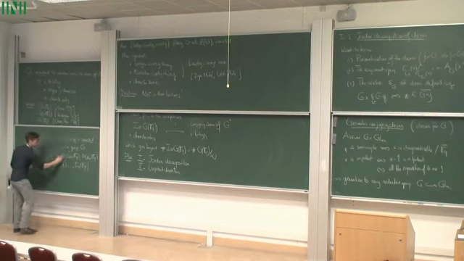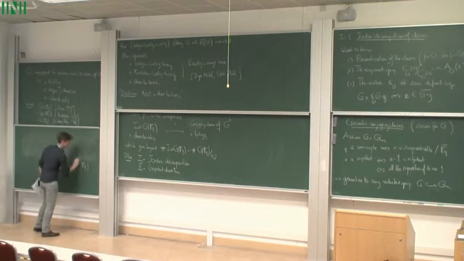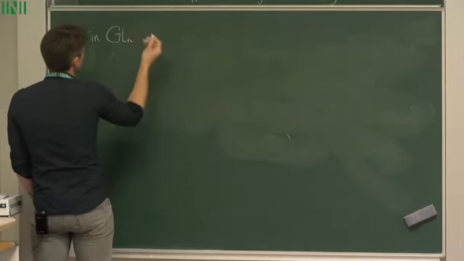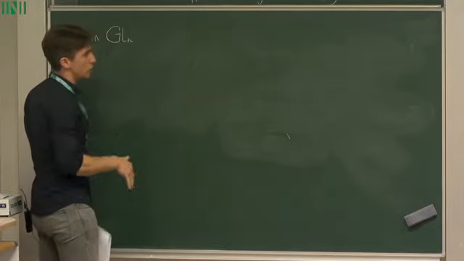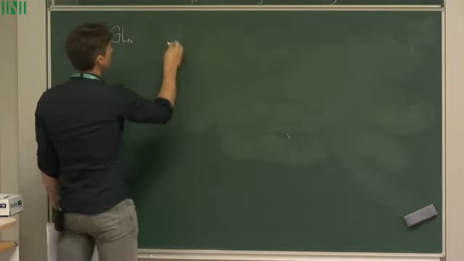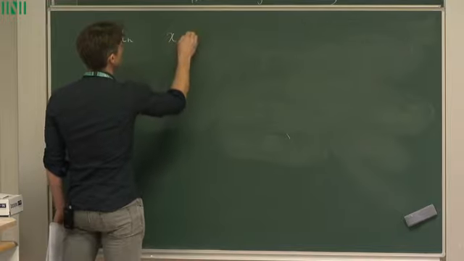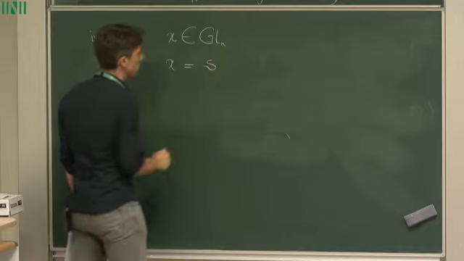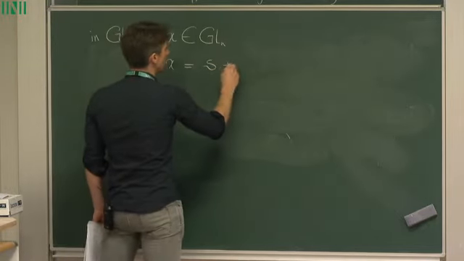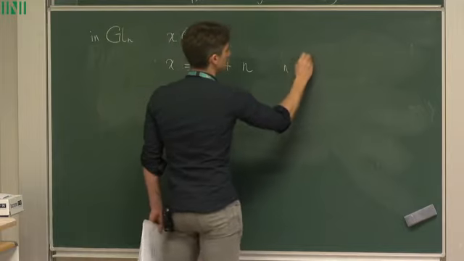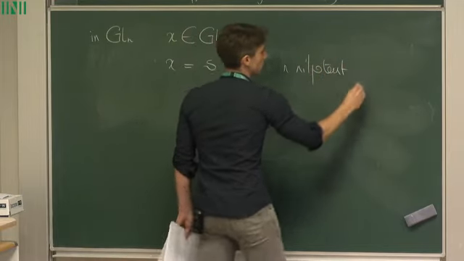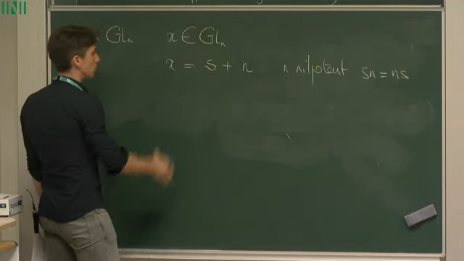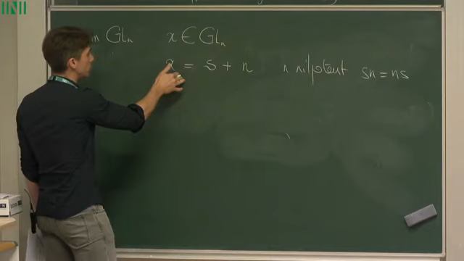Well, if I was working with GLn, so looking at actual n by n matrices, if I start with an element X or matrix in GLn, I can always decompose it as a semi-simple part corresponding to the eigenvalues of X and a nilpotent part, with S and N commuting. Okay? So this is one of the instances of the Jordan decomposition.